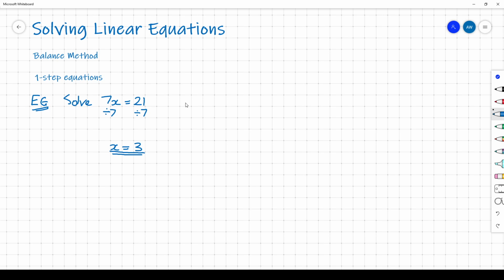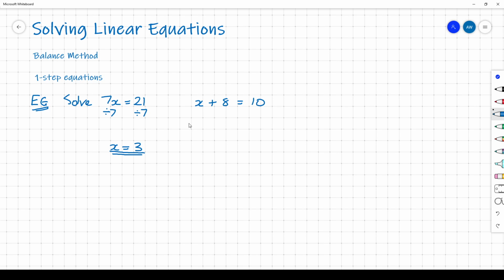Let's have a look at another sort of basic example, another one-step equation. What if I had x plus 8 equals 10? Now this is a very basic equation again. Something plus 8 equals 10, and you can probably tell me just by looking at it, we call that solving by inspection, just by inspecting it. X is obviously 2. How do we show it with the balance method?